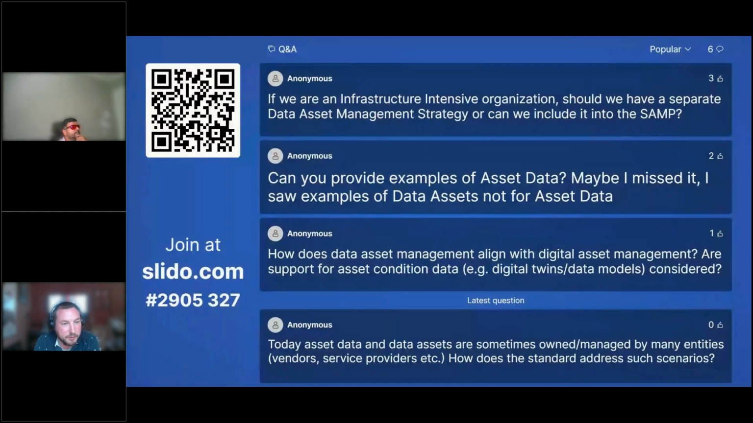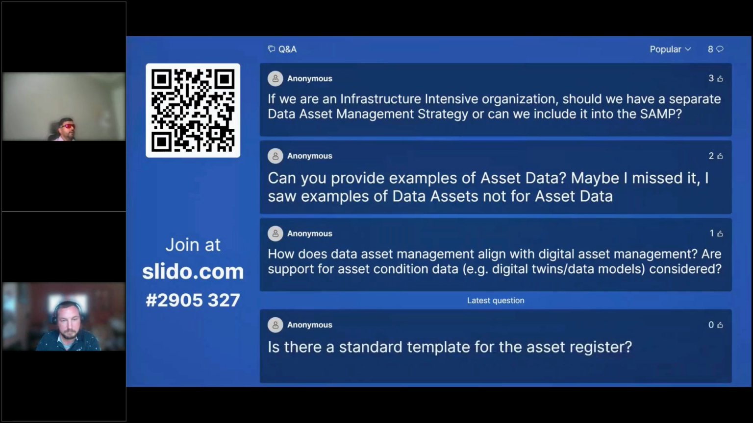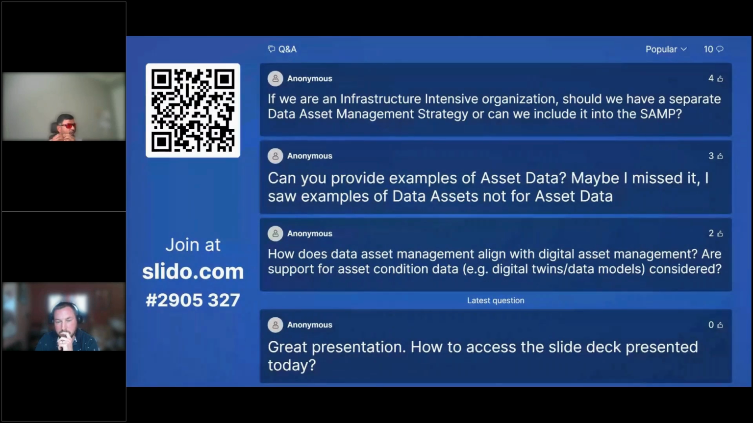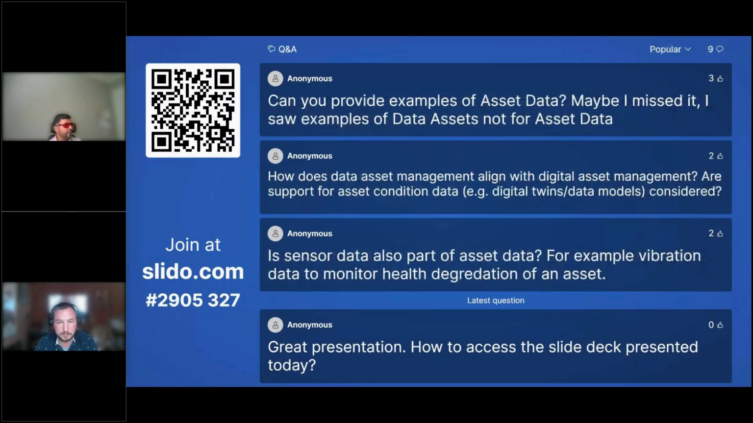Someone's asked if we are an infrastructure-intensive organisation, should we have a separate data asset management strategy, or can we include it into the SAMP? Yes, good question. Remember that the SAMP by definition is a document that explains your asset management strategy for all assets in your organization. The moment you have decided that you're going to elevate the status of your data sets to being an asset itself, it automatically becomes an asset in your portfolio over and above your physical assets. So your SAMP for the organization should include the data asset management strategy as well.